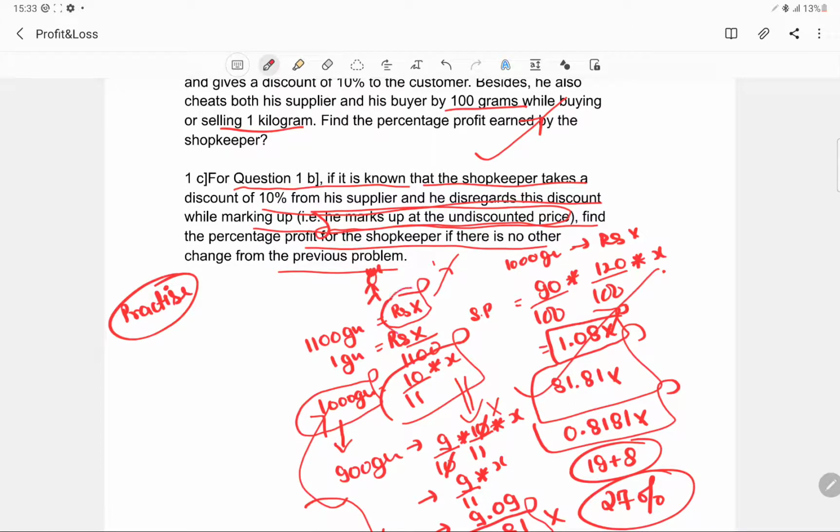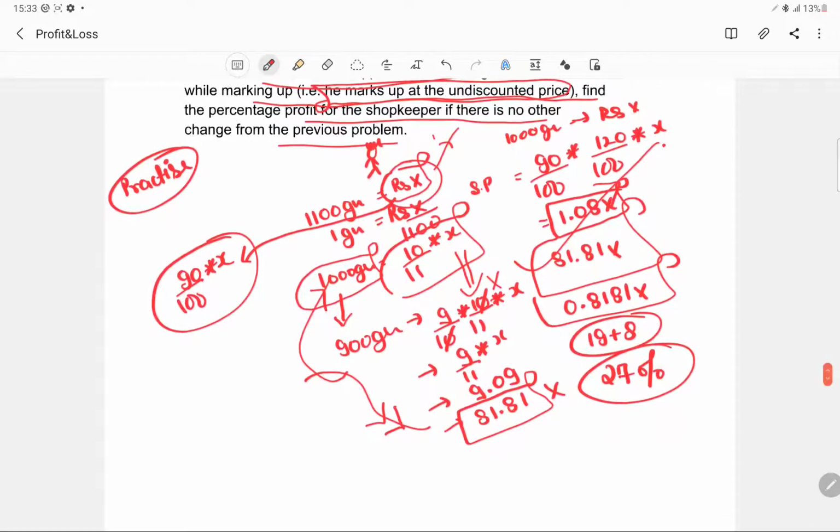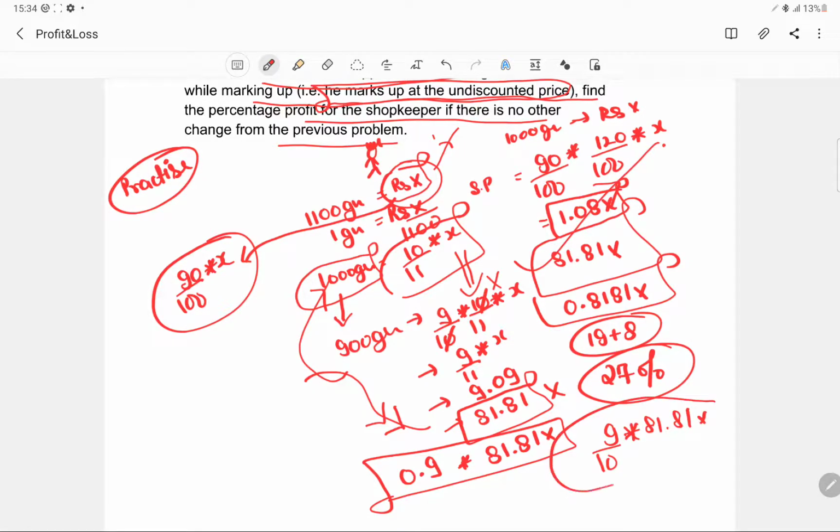But this x didn't actually cost him. This actually cost him 10% less. So this is like 10 by 9 of x. So to further this 81.81x, you will also multiply by 0.9. You will multiply 0.9 as well. You will actually calculate 9 by 10 of 81x.